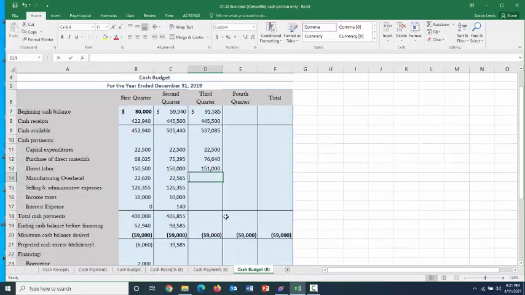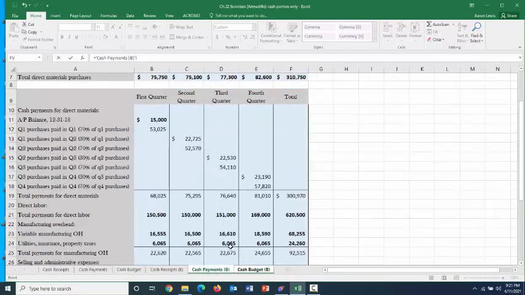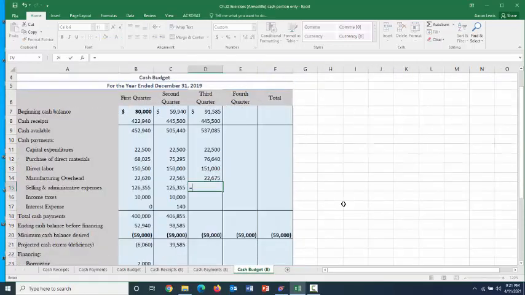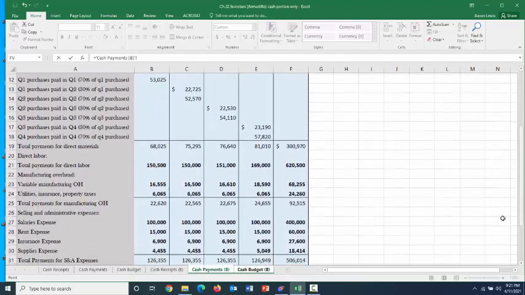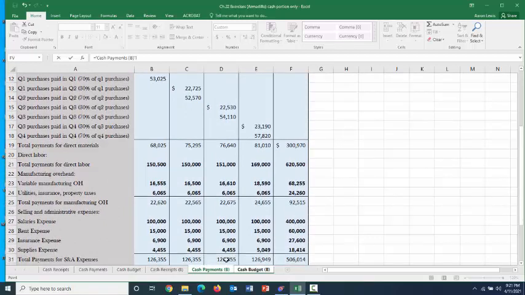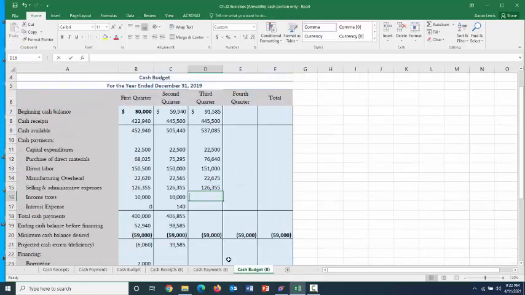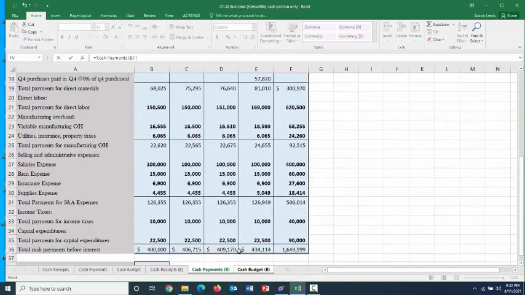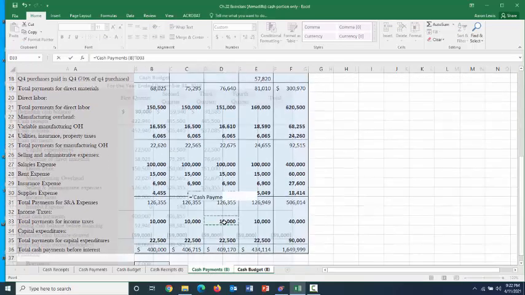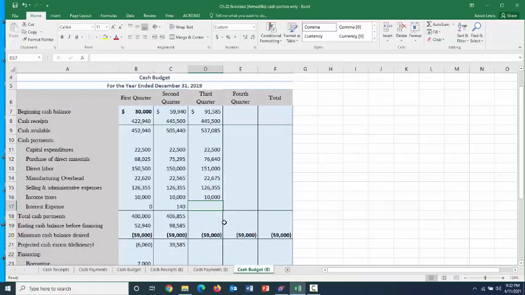Their total payments for manufacturing overhead are expected to be $22,675 during the third quarter, taken right from the schedule of cash payments. For selling and administrative expenses, if we go back and look one more time, their total amount of S&A expenses they're going to pay for during that third quarter is another $126,355. For income taxes, according to our schedule of cash payments, they're expected to pay in $10,000 for their quarterly income tax payment, which brings us to interest expense.